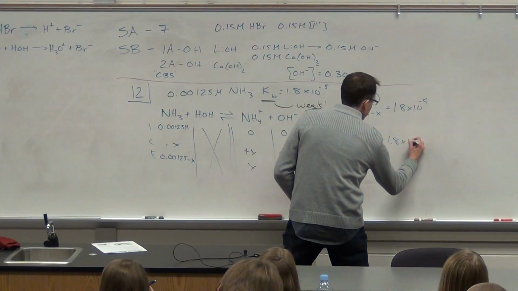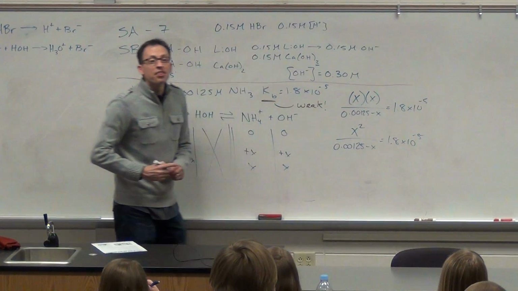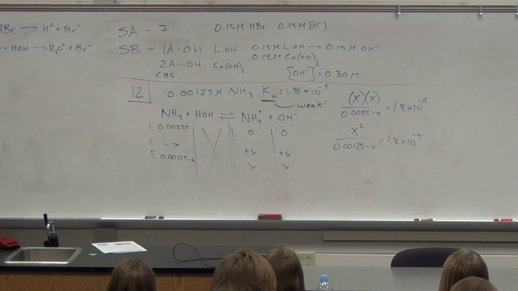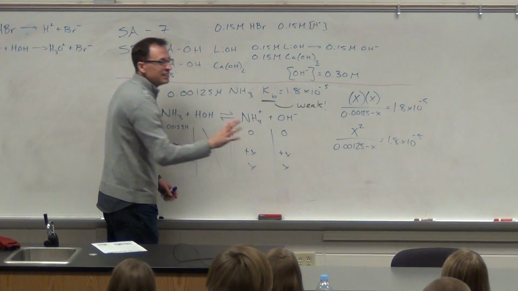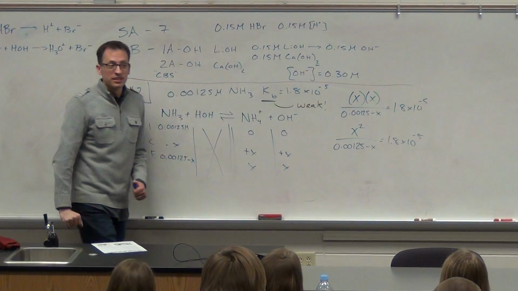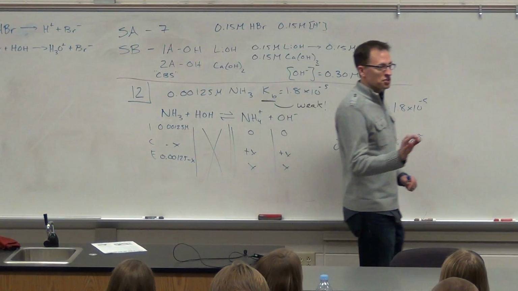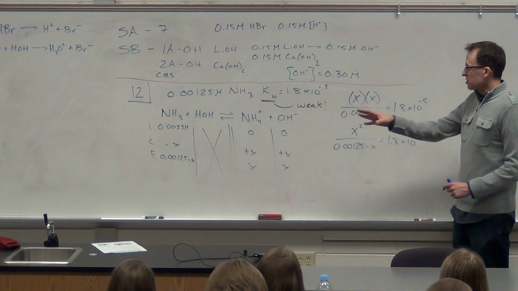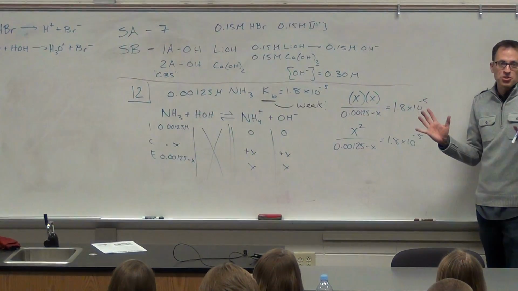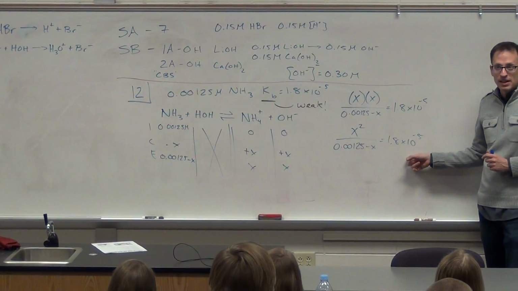So if you're not given anything else, it's when we start giving you other things, like, here's an acid and something else over here, that I think we will need an ice box. But if it's just one thing, a lot of you will start to graduate quickly to, well, that's just x squared over initial minus x, and it equals my K.